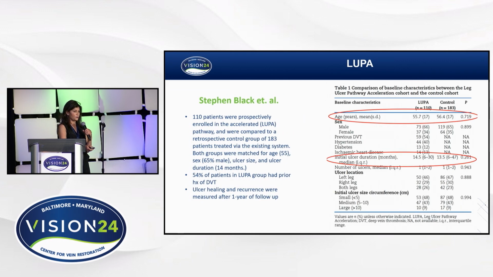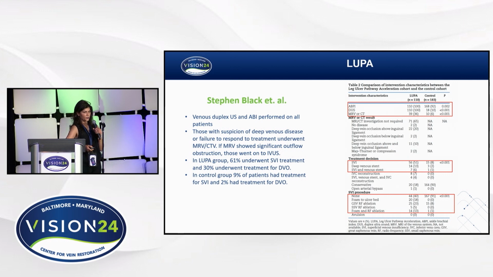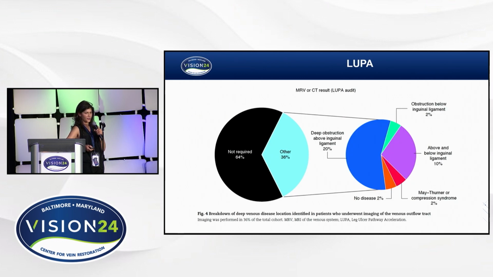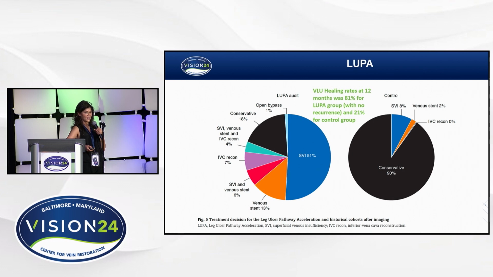So they used 110 patients that were prospectively enrolled in the accelerated pathway compared to a retrospective group of 183 patients. Both groups were matched for age, sex, and ulcer size, and 54% of the patients in LUPA had a prior history of DVT. They did ultrasound and MRV, and in the LUPA patients, 61% underwent SVI treatment and 30% underwent treatment for deep venous obstruction, whereas in the control group, only 9% of patients. I'll show you that picture here, there's the conservative on the right, 90% of those patients were treated conservatively in the control group, whereas 51% were treated with ablations.